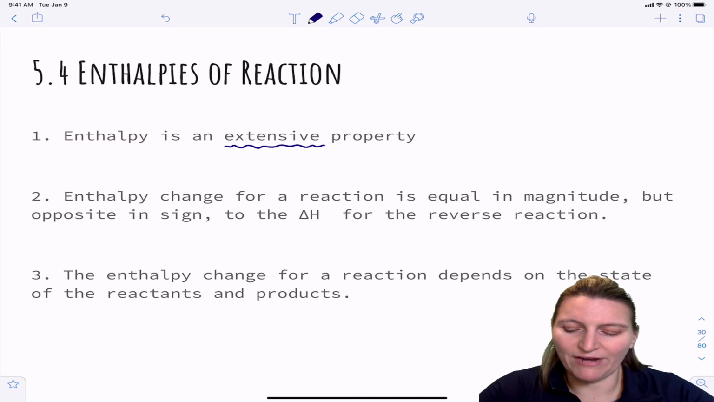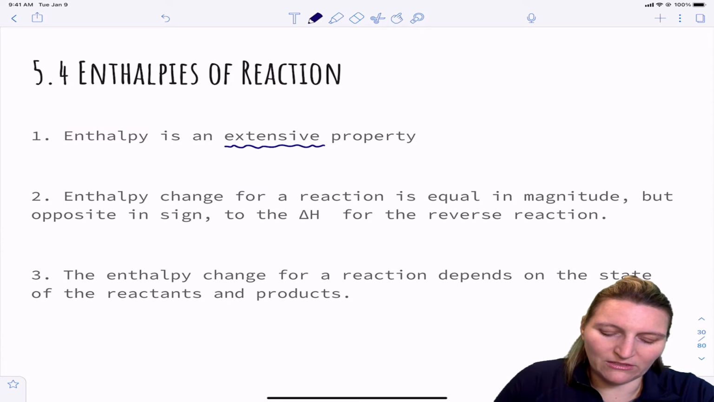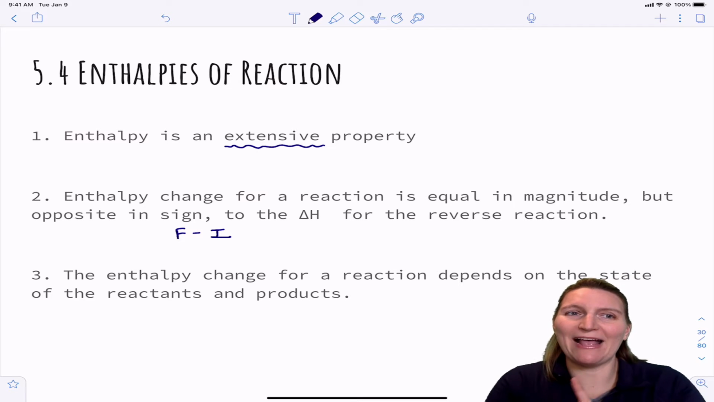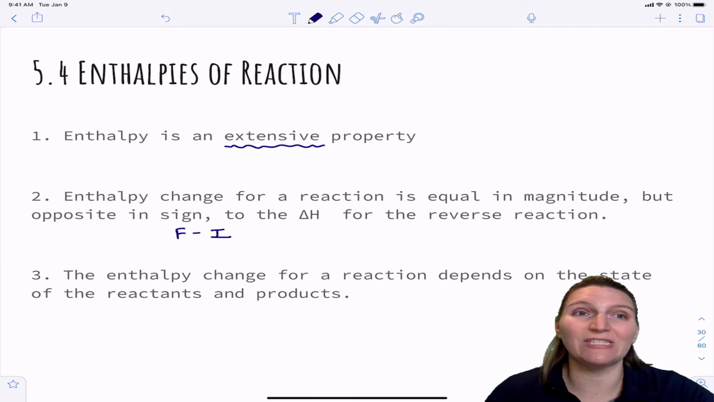The enthalpy change for reaction is equal in magnitude but opposite sign to the delta H for the reverse reaction. And this again makes sense. We know that it's final minus initial. If I have the reverse reaction, the products become the reactants and the reactants become the products, then I would be flipping around that final minus initial, and it would come out to be the same number, but just a different sign. And that's going to become especially useful when we discuss something called Hess's law.